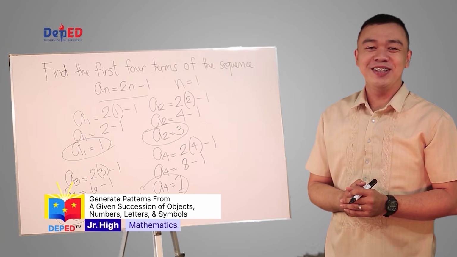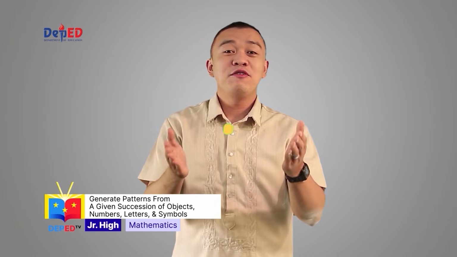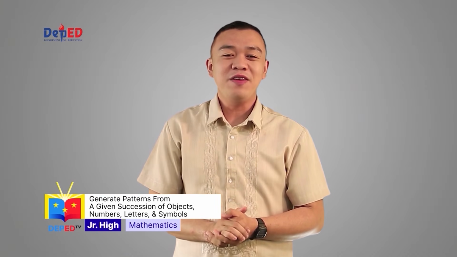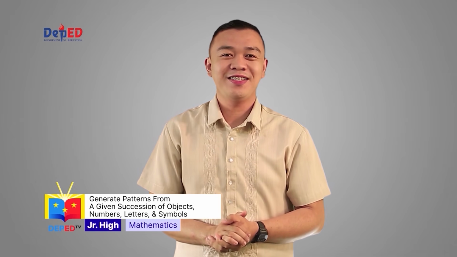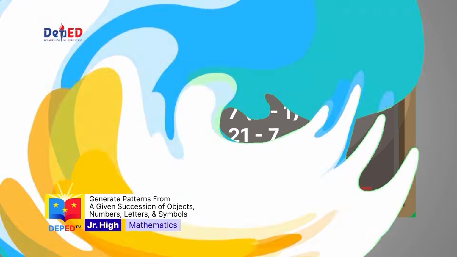How was the first example? I know you want more. Let's move on. Finding the general term given several terms of the sequence. Write the general term of the sequence 5, 12, 19, 26, 33, and so on. What can you notice about this sequence? That is right. Each term is 7 more than the previous term.